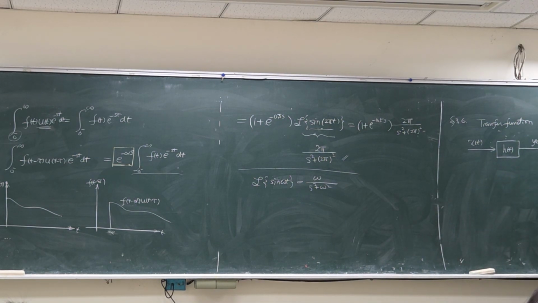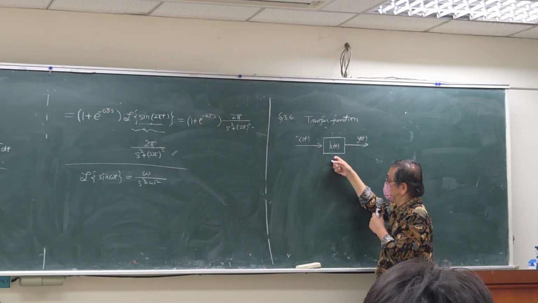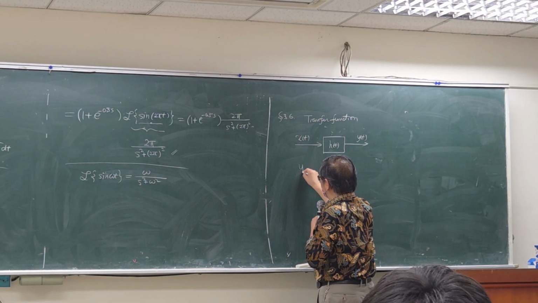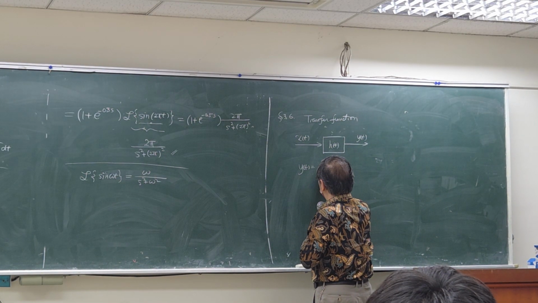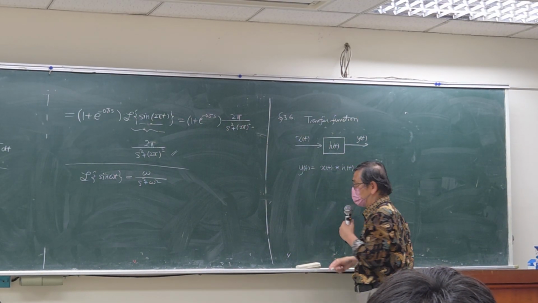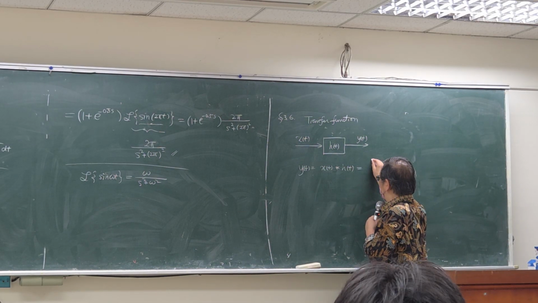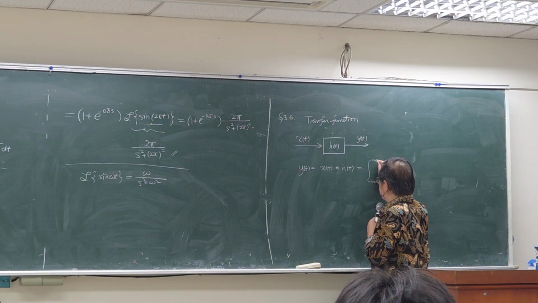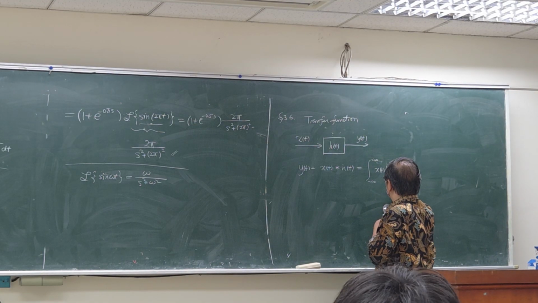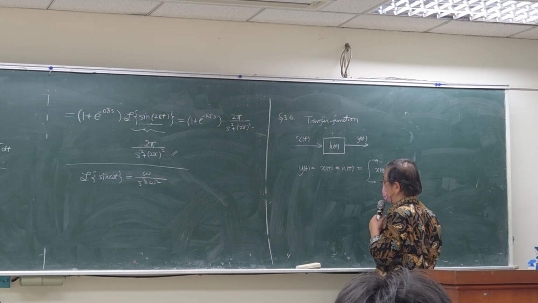Remember, in the beginning of the chapter, if I have an input x(t) to the linear system h(t), the output is y(t). Then the output is a convolution of the input and the impulse response of the system, right? The general expression will be this one.